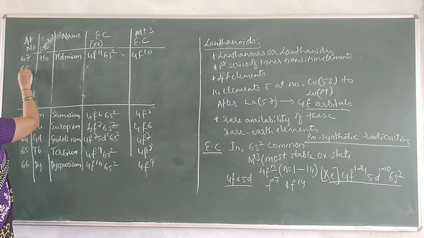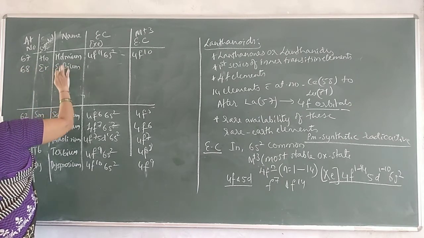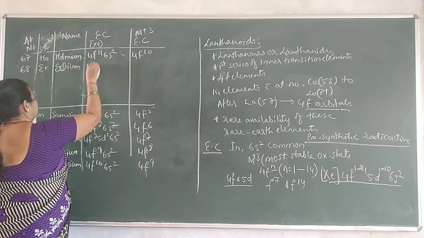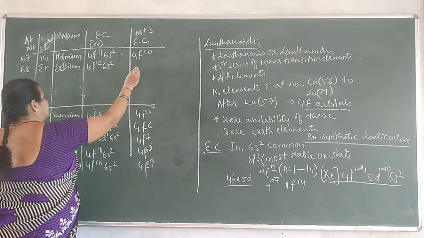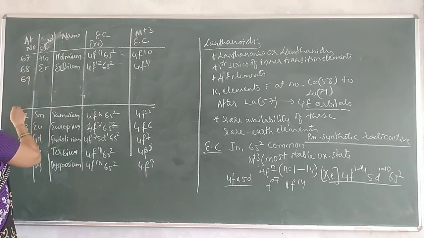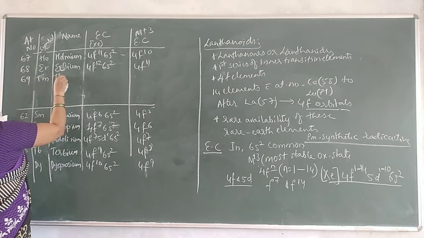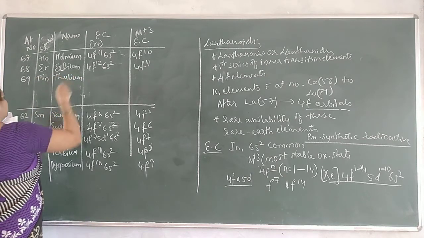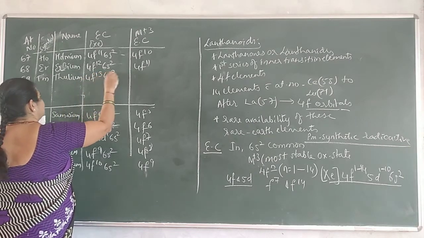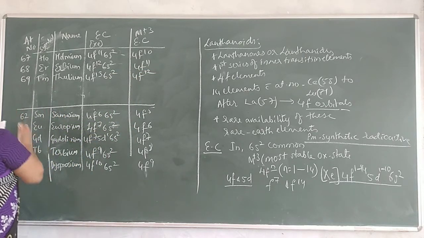Then 68, erbium, 4f12 6s2, 4f11 is the configuration. 69, thulium, 4f13 6s2, 4f12 is the configuration of M3+.